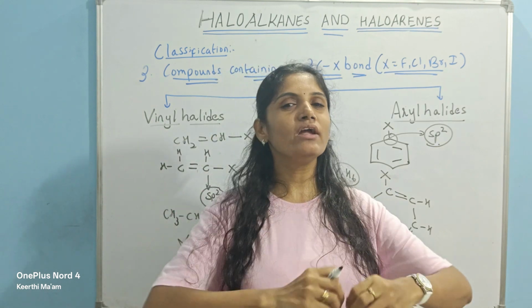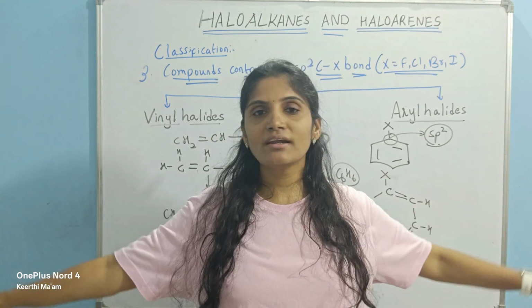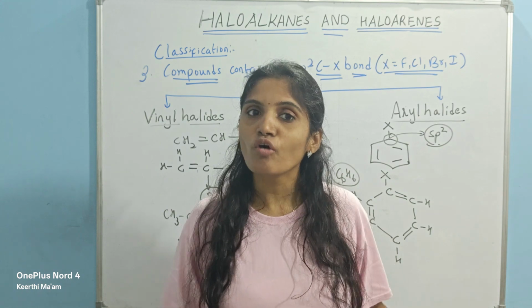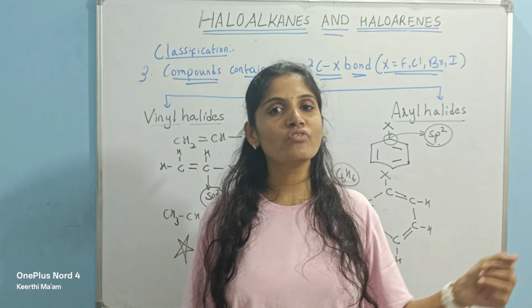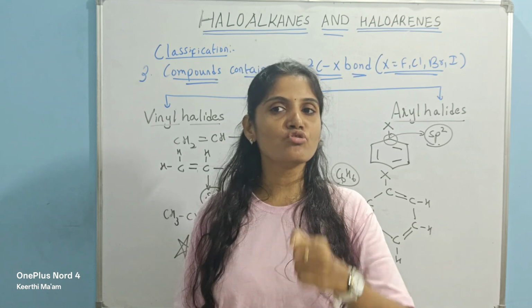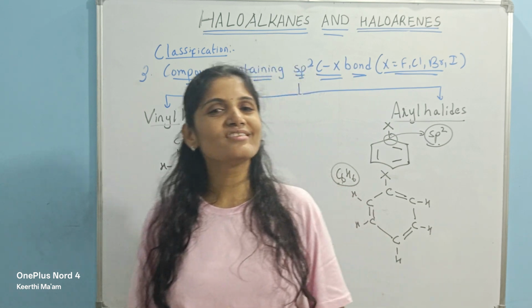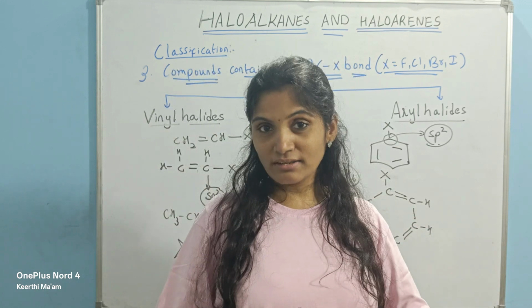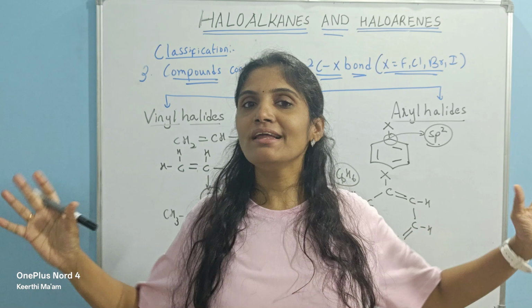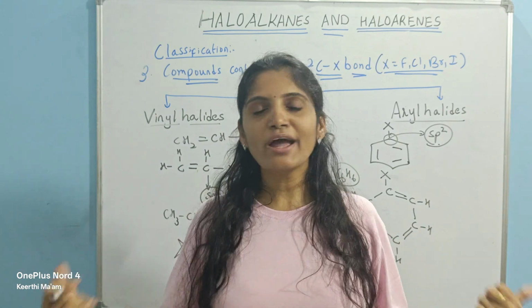Okay, so we have in detail classified haloalkanes and haloarenes on the basis of the number of halogens they have and on the basis of hybridization of the carbon holding halogen. Okay, so this is the basic understanding of haloalkanes and haloarenes. What are they? Okay, and how are they basically classified? Okay, that is what I taught you today.